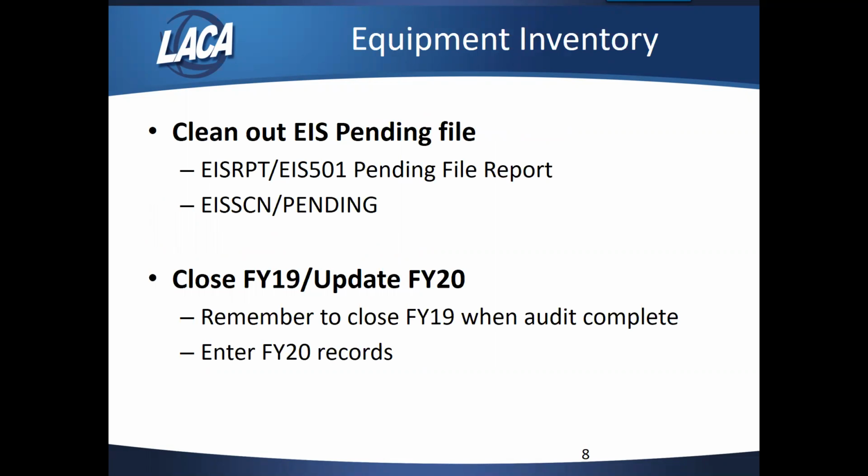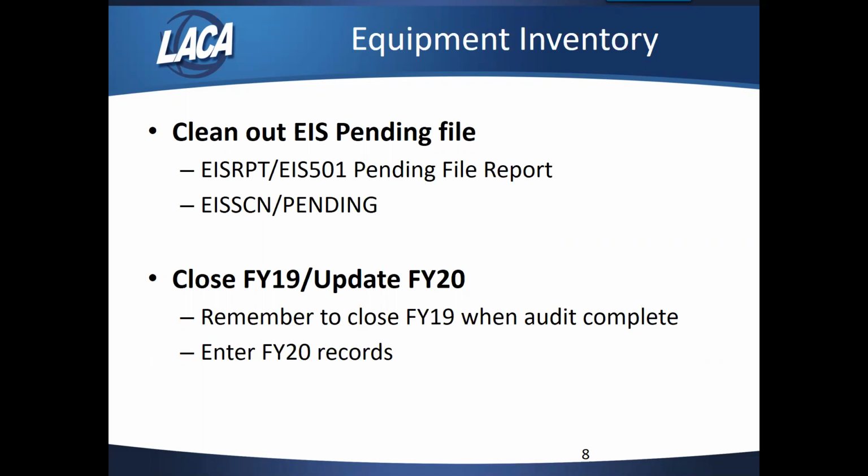And then a separate topic, equipment inventory. Anybody who uses the State Software EIS program currently, we recommend that you go in and look at your pending file and clean that up. You can either go to the EIS report menu and run the EIS 501 to look at all of the pending files that are sitting in your pending report, or you can go into the EIS screen and look at your pending file.